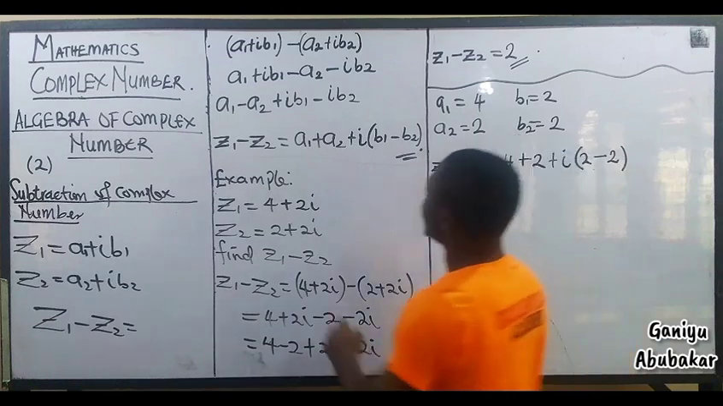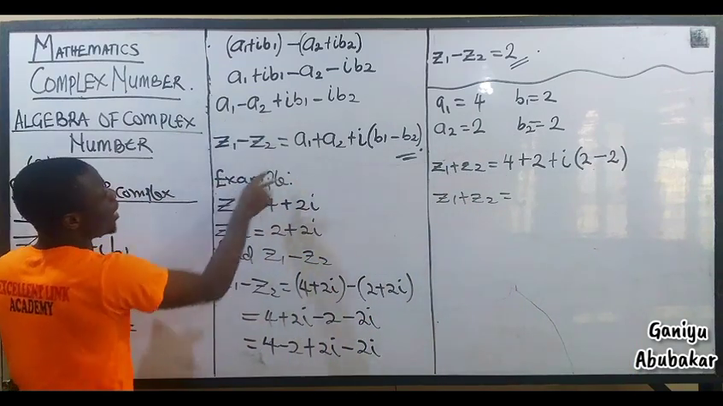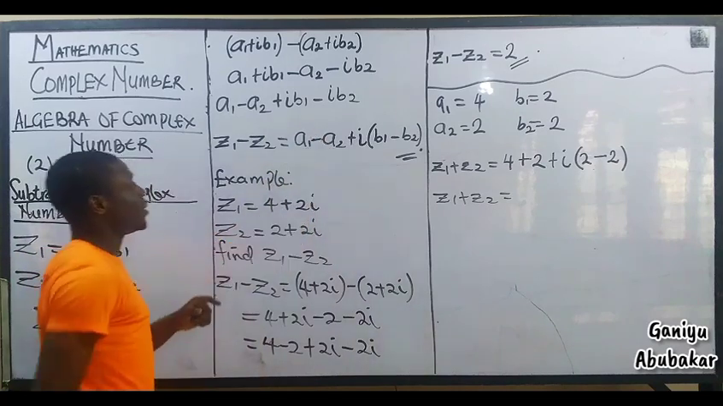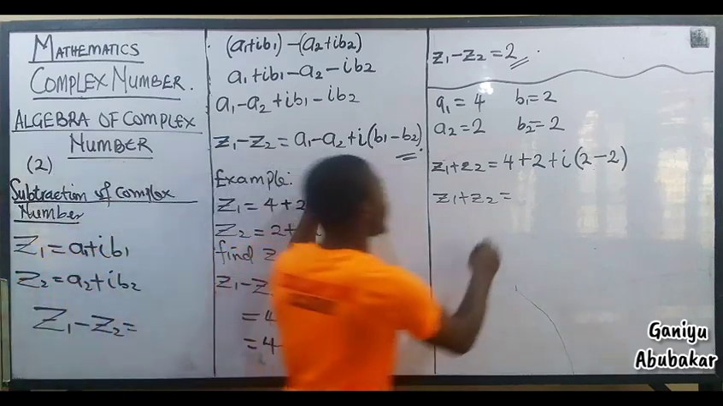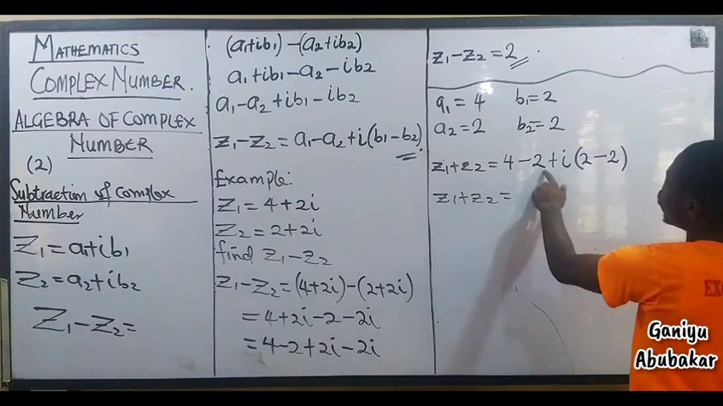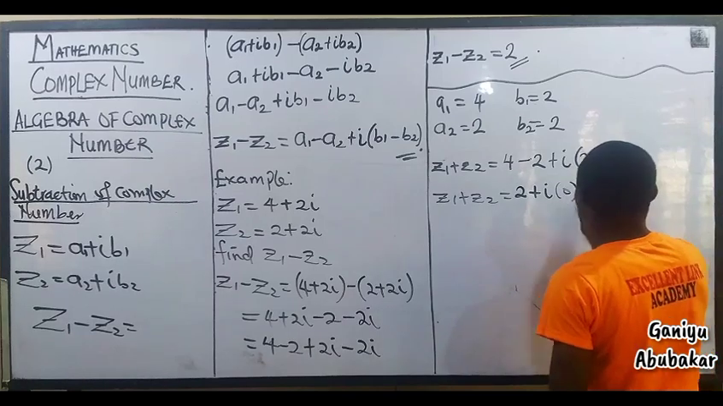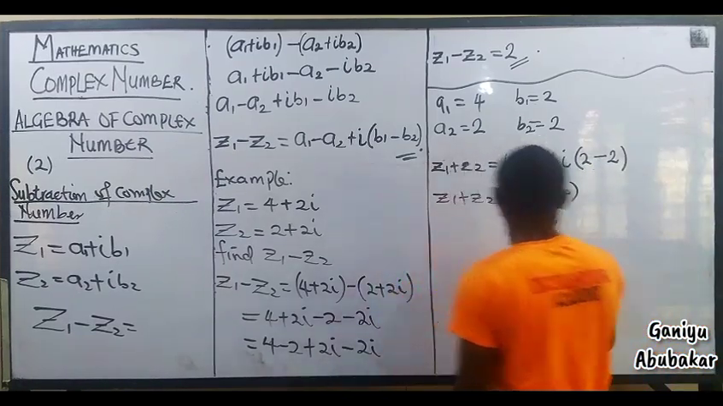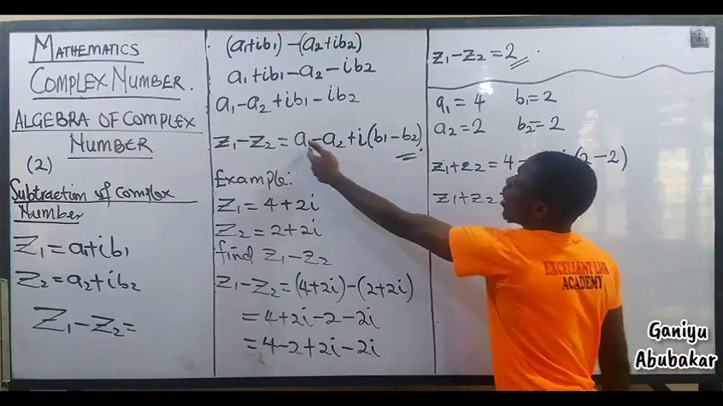Sorry. Alright, at this point, I have a1 minus a2. Hence, it will be a1 minus a2, please. So at this point, I will have what then? Minus here, please. So 4 minus 2 becomes 2, plus i times 0, since this is 0, and i times 0 is 0. So my final answer becomes 2. This is how I got to here. So instead of solving directly, you can also apply the formula to solve it.